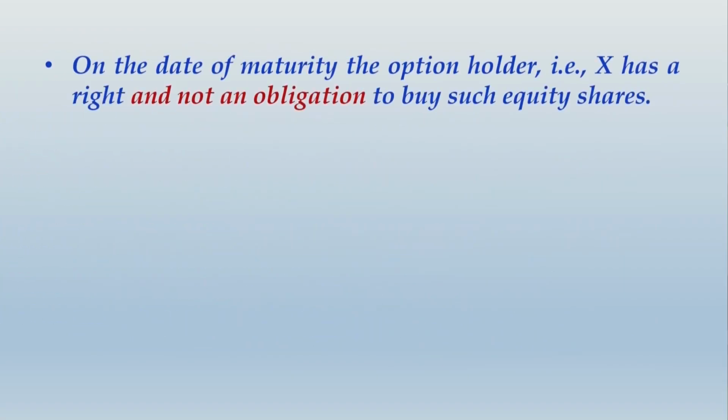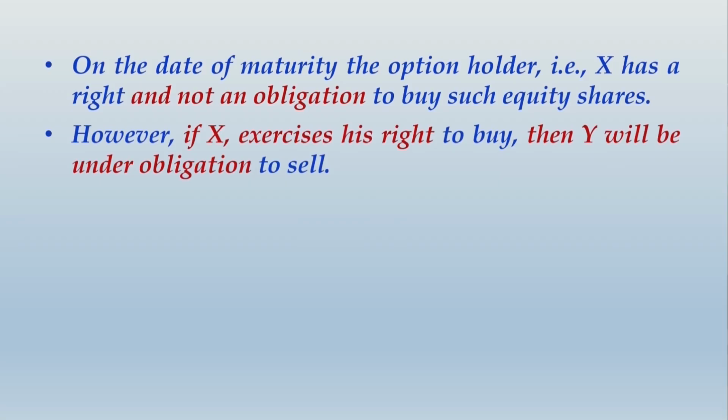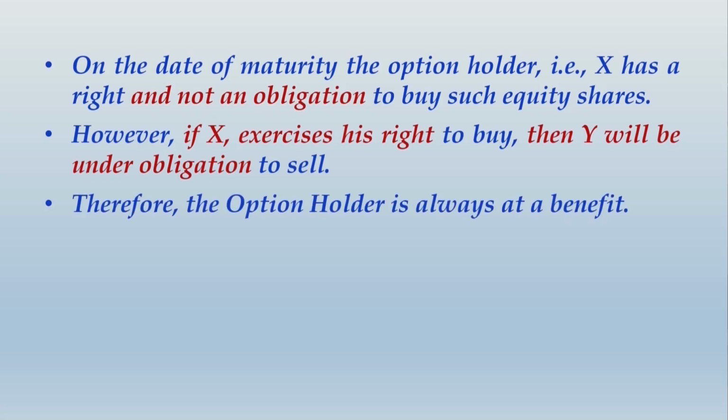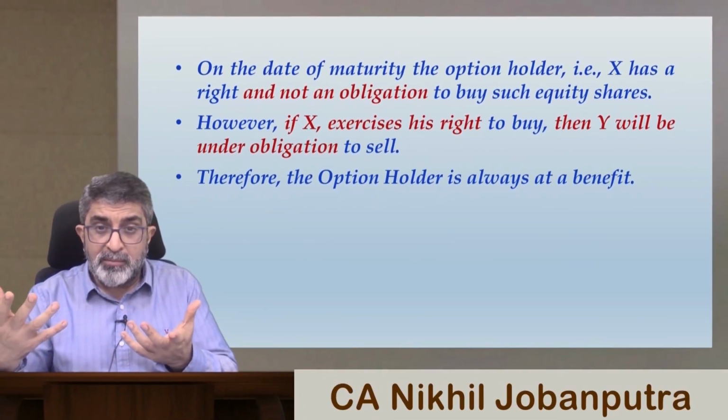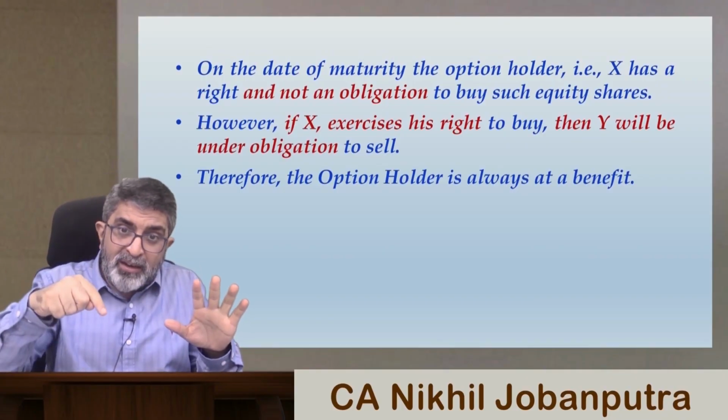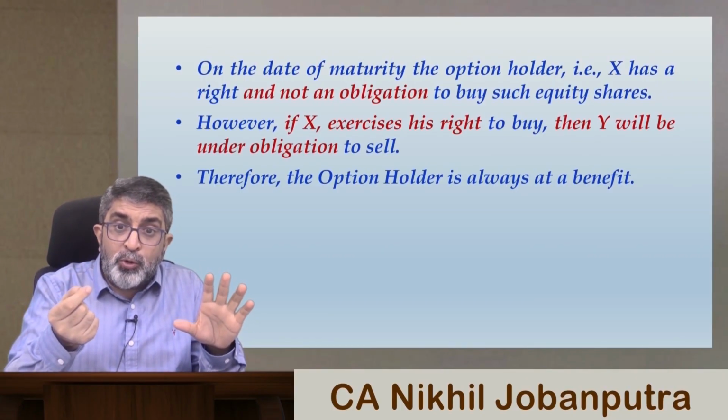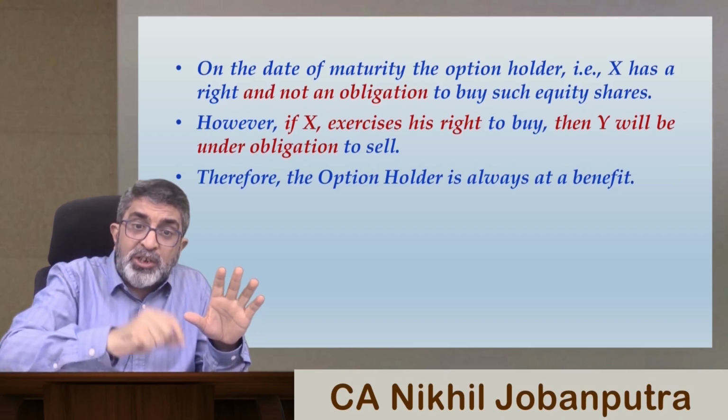On the date of maturity, the option holder, that is X, has a right and not an obligation to buy such equity share. However, if X exercises his right to buy, then Y will be under obligation to sell. Therefore, option holder is always at a benefit. But do you think this benefit will come to the option holder free of cost? Absolutely not. That is where the option holder has to pay some premium to the option writer.